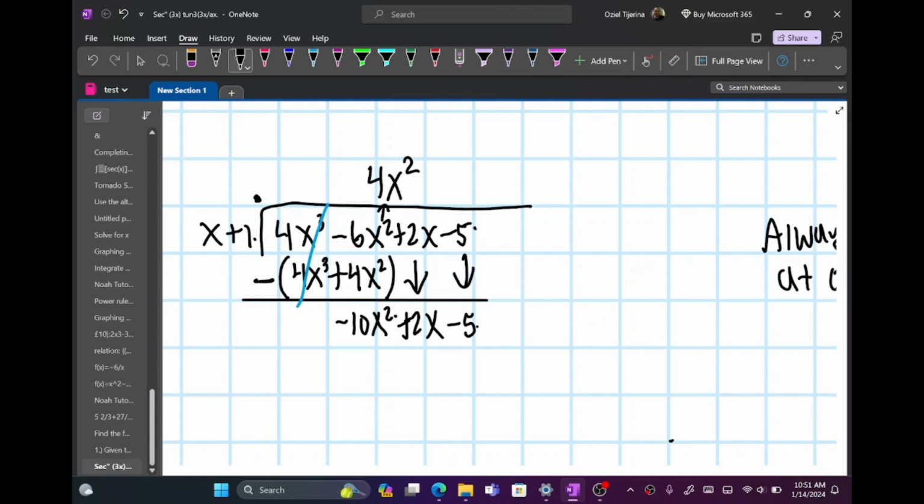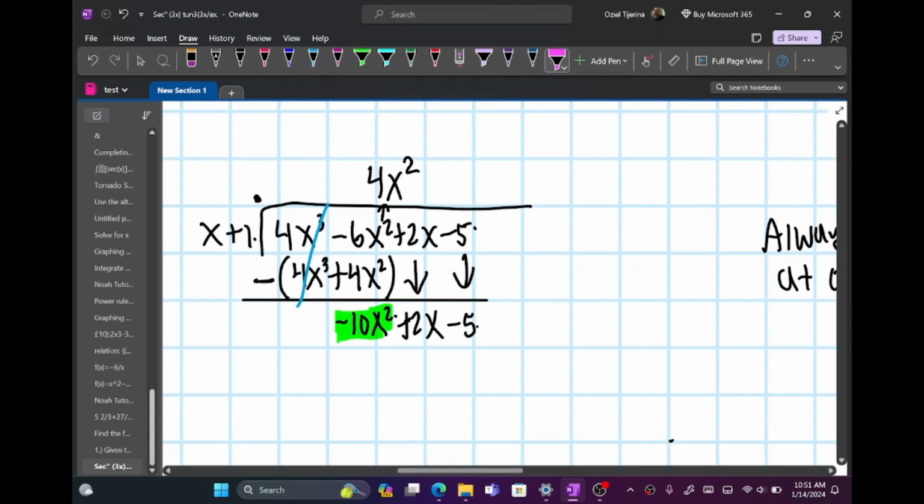So just like normal division, right? Now we're going to look at the negative 10x squared. Like I said, look at one thing at a time. We're looking at this, and we're saying that that is now being divided by the x plus 1, and we want to know what times x plus 1 will give me negative 10x squared.